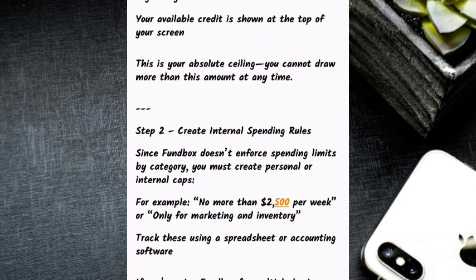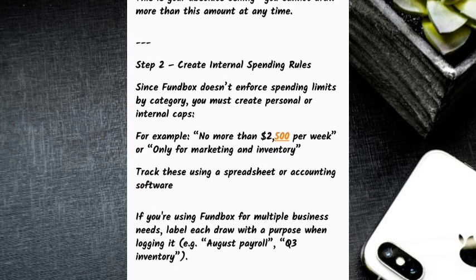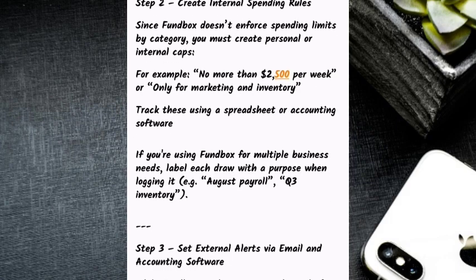Step 2 is to create internal spending rules. Now, since Fundbox doesn't enforce spending limits by category, you must create personal or internal caps. For example, no more than $2,500 per week or only for marketing and inventory. Now, track these using a spreadsheet or accounting software. If you're using Fundbox for multiple business needs, then you want to label each draw with a purpose when logging it. For example, August payroll, Q3 inventory, and the like.